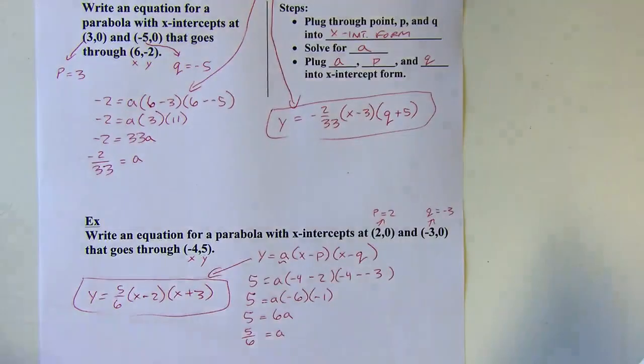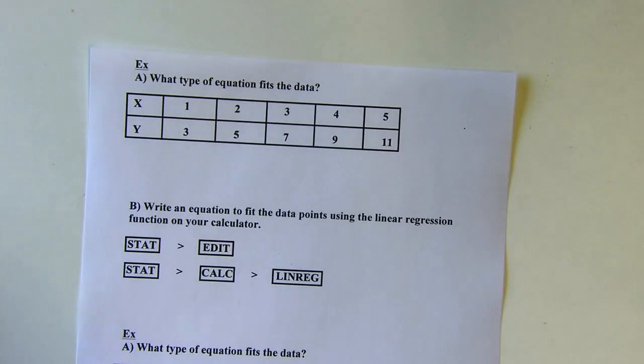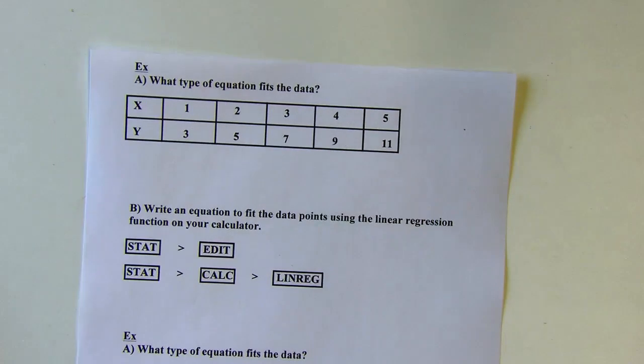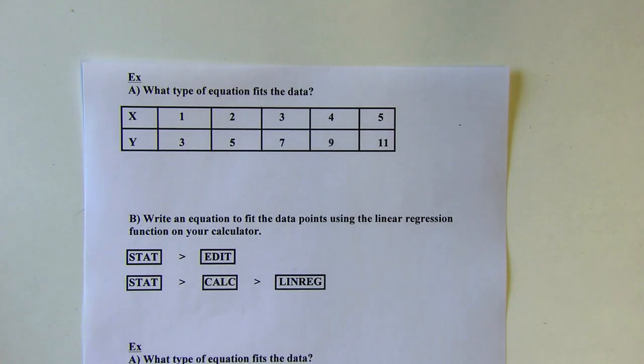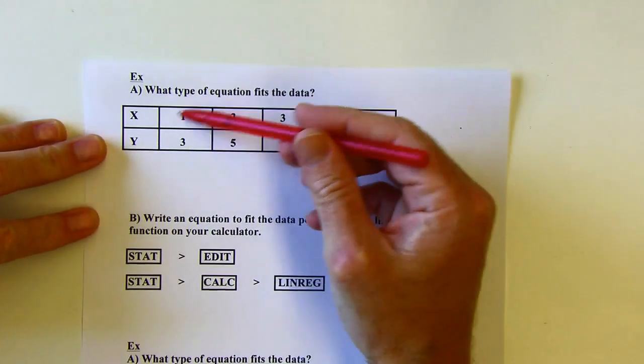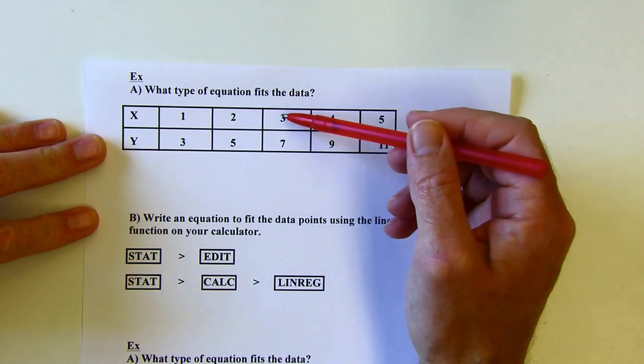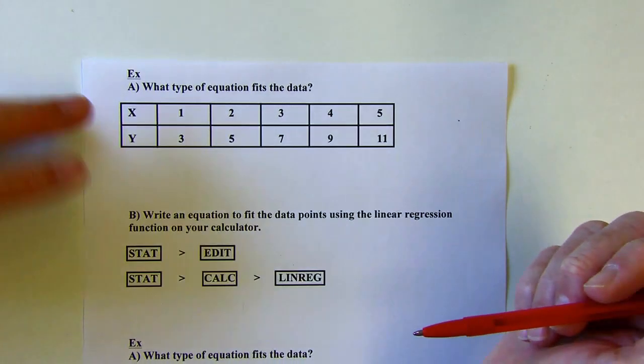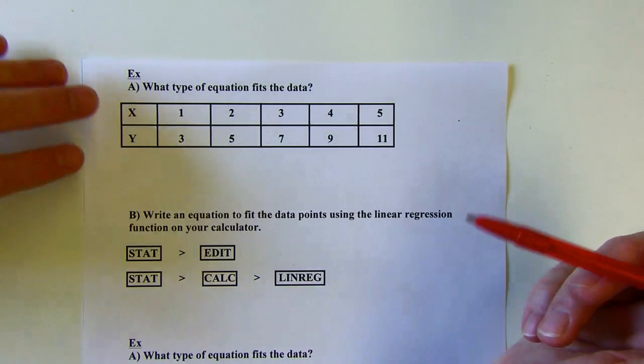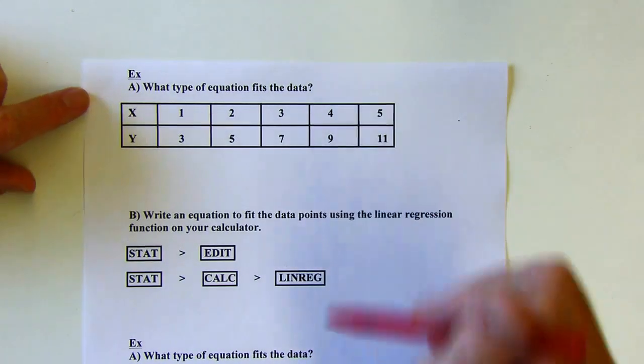Okay, on to the next page. Okay, here we've got an XY table. And remember that these are just ordered pairs. So the 0.13, the 0.25, the 0.37, and so forth are going to be on this function, whatever it is. So what type of equation fits the data?